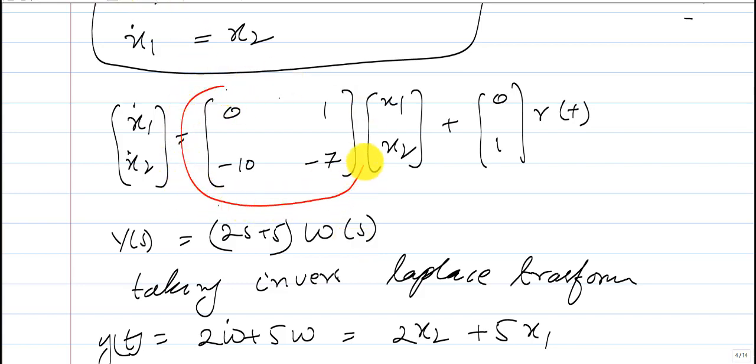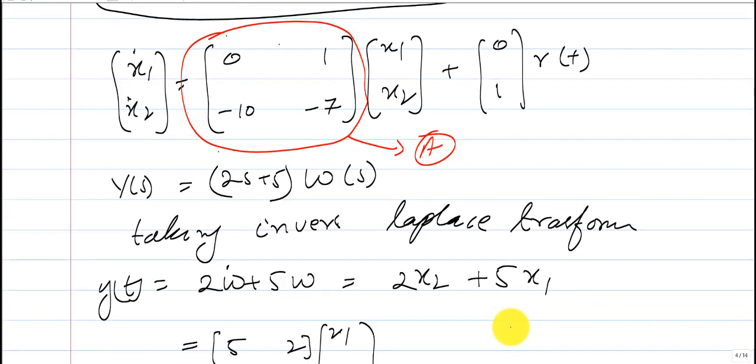Now this is a special form of the system matrix. This is matrix A. If we look at this matrix, we can see that only the last row has non-zero elements, and here the order is 2 by 2. If it is third or fourth order, we get all zeros and ones in the upper part of the matrix, except in the last row, where we get the non-zero elements. This form of the system matrix is known as the controllable canonical form, and these two equations together are called the controllable canonical form.